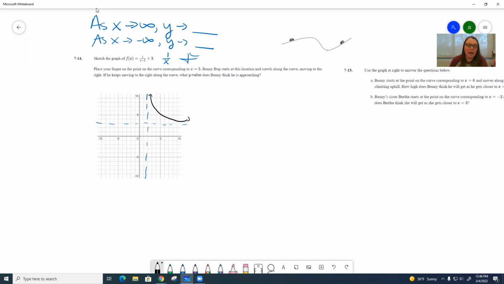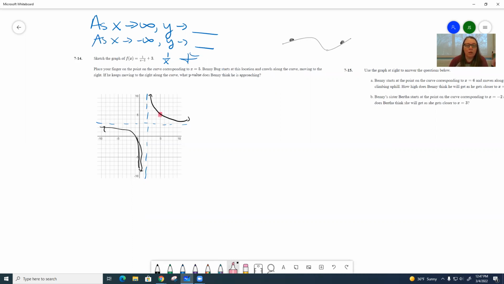Maybe like how steep the branches are, it doesn't really, whoops, this should be getting closer to here. My pen's being kind of wonky right now. All right, so it says place your finger. I'm going to just use a highlighter to be my finger. You place my finger on the curve corresponding to x equals 5. So like around here, Benny the bug starts at this location and crawls along the curve, moving to the right.